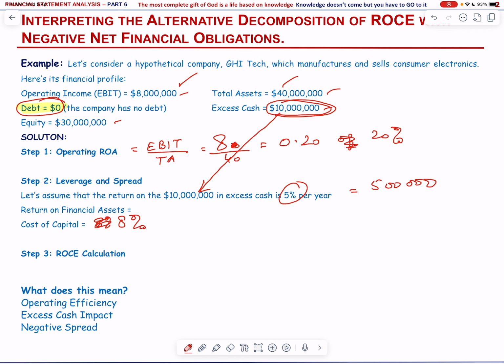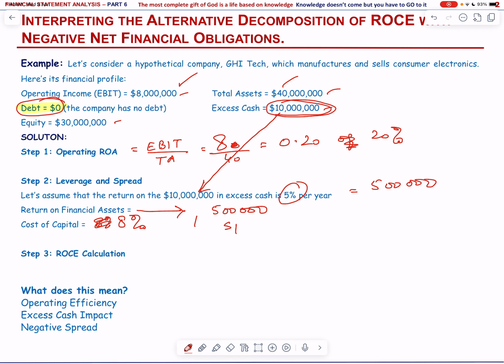So, the return on financial assets is going to be, as I said, 5% of 10 million, that is 500,000, and the cost of capital, if we are assuming 8% based on equity or debt, so the cost of capital is 8%. And now we can calculate the spread.